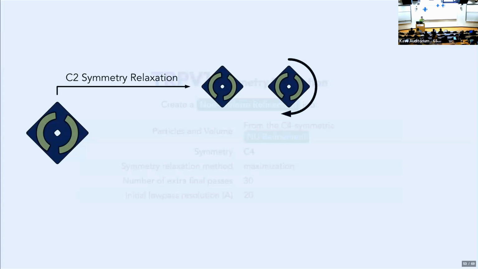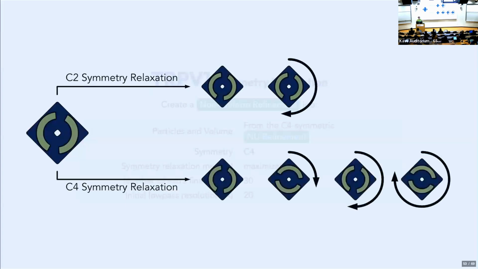We want to check the pose we found and 90 degrees rotated. But the way to do that is to do C4. So we'll end up checking some duplicates, right? We'll check the same position twice, but because we need to check that 90 degree rotation, we need to use C4 symmetry relaxation here instead of C2.